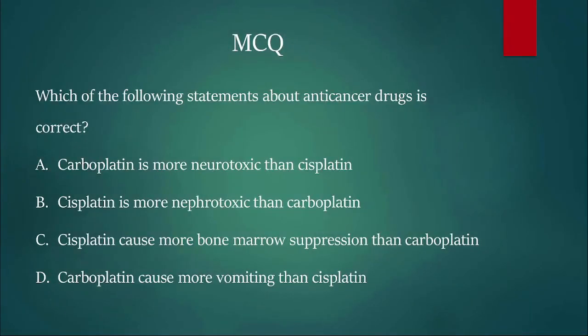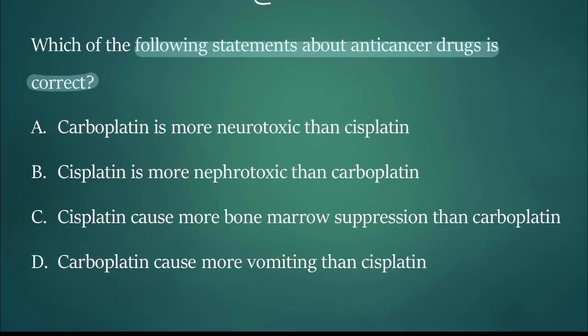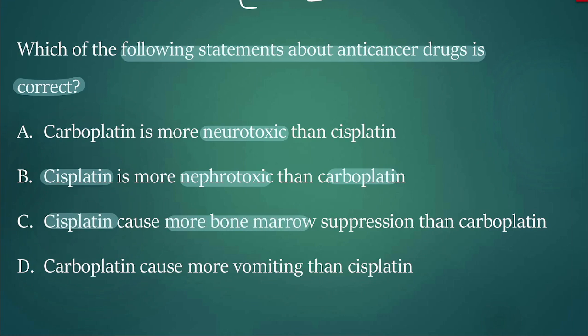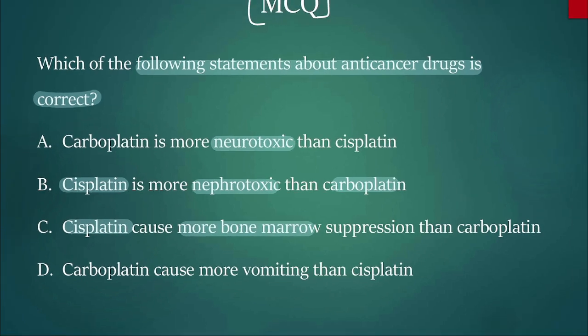Next, coming to the second MCQ. Which of the following statements about anti-cancer drugs is correct? So read and answer. Carboplatin is more neurotoxic than cisplatin. Cisplatin is more nephrotoxic than carboplatin. Cisplatin causes more bone marrow suppression than carboplatin. Carboplatin causes more vomiting than cisplatin.